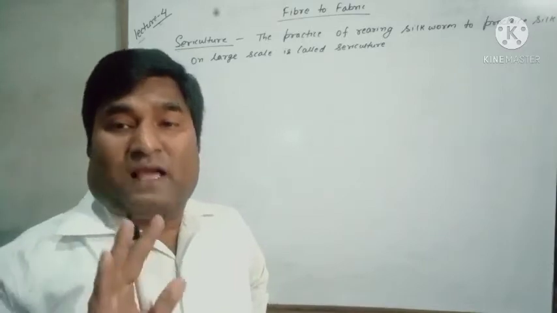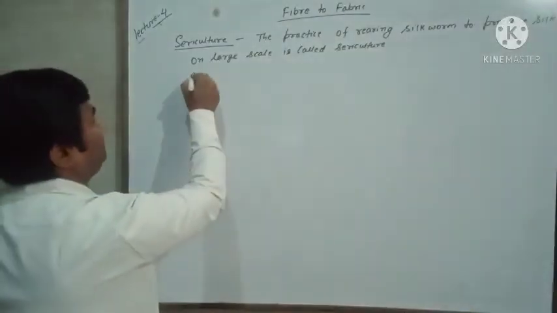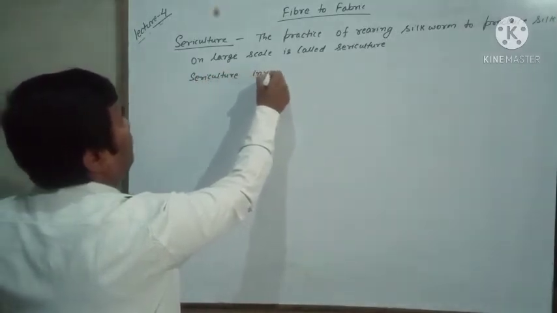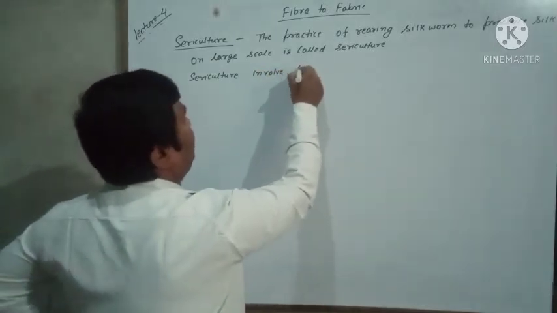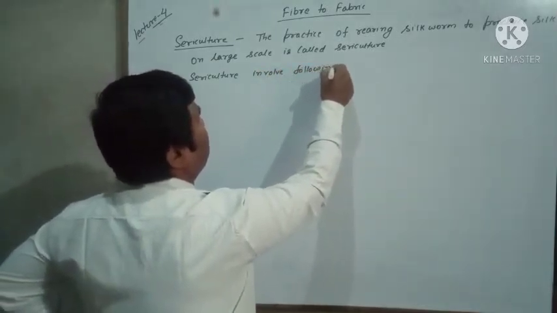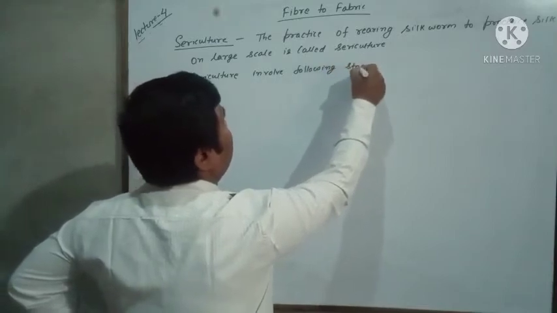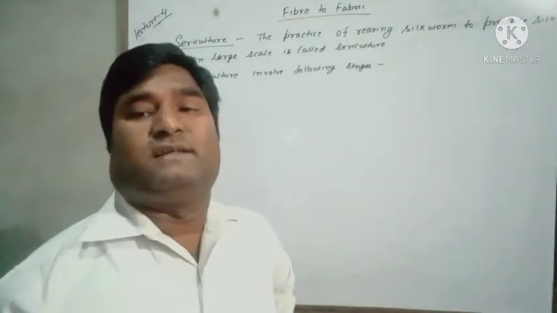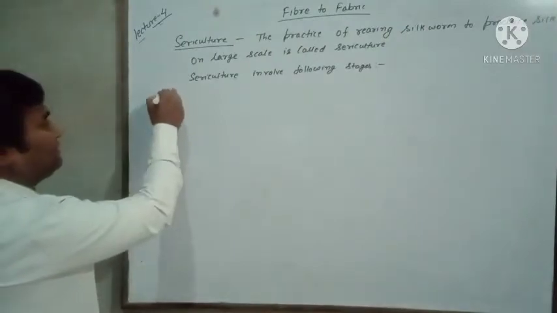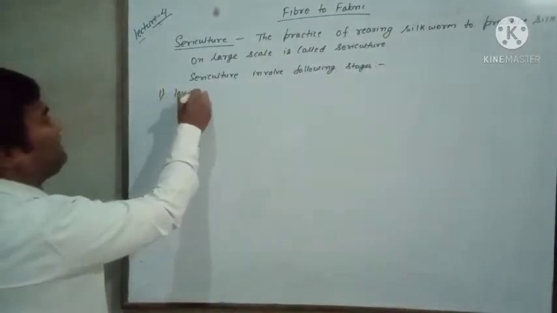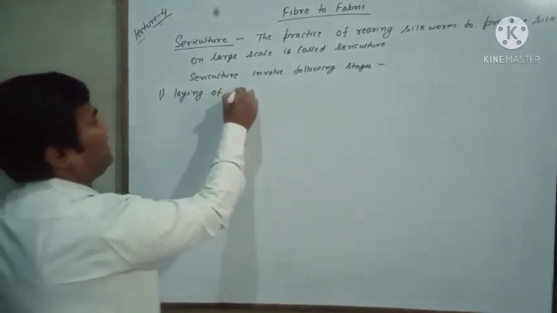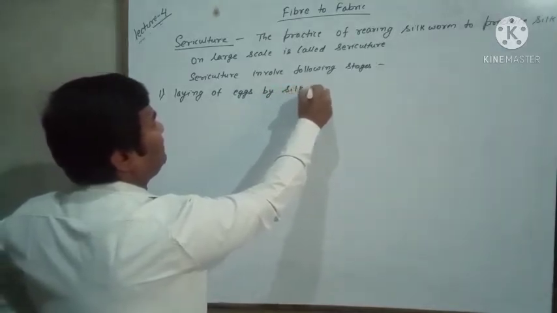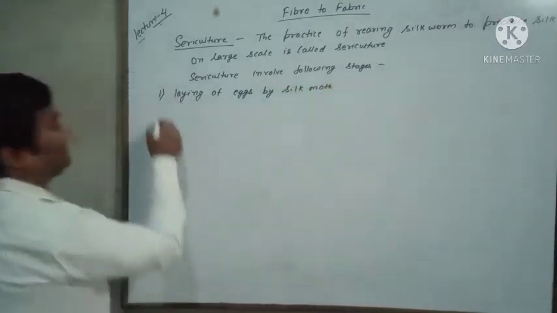Okay, sericulture involves 5 steps. Means sericulture involves the following stages. So there are 5 stages of sericulture. First stage is laying of eggs by silk moth.